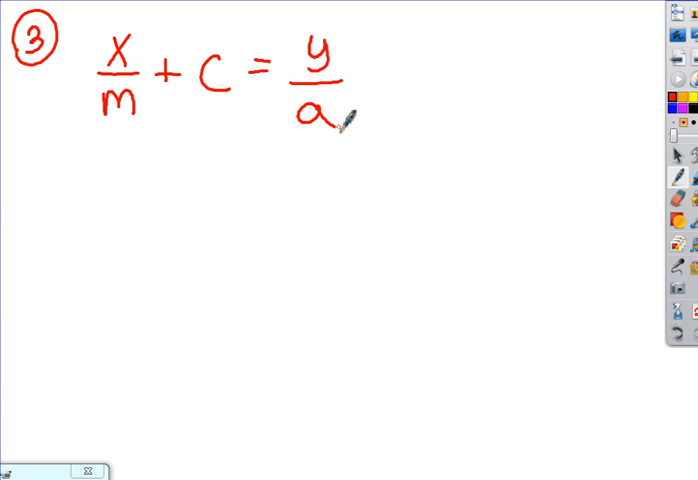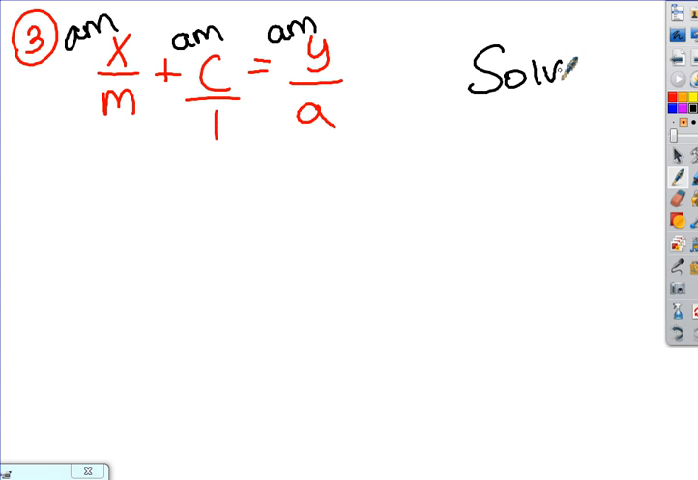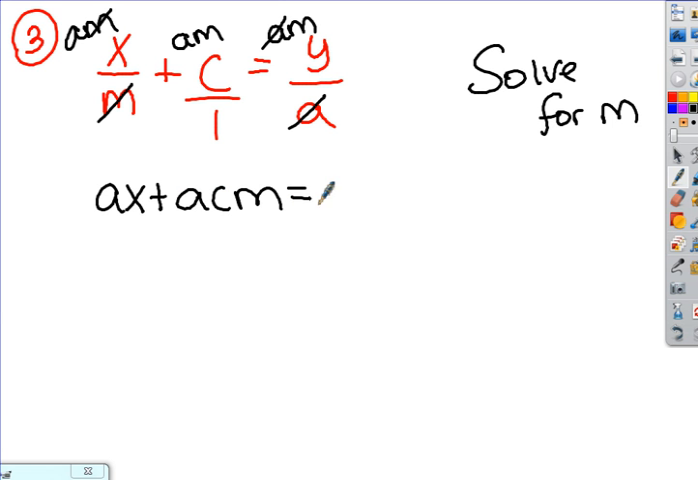First step is to multiply each term by a common denominator. We've got to find the common denominator and then we need to multiply it through by each term. So a common denominator in this problem is going to be am. So we're going to multiply each term by am. Oh, I didn't tell you what you were solving for. Solve for m. Now that we've multiplied each term by am, we can cross cancel. And we're left with ax plus acm equals my.